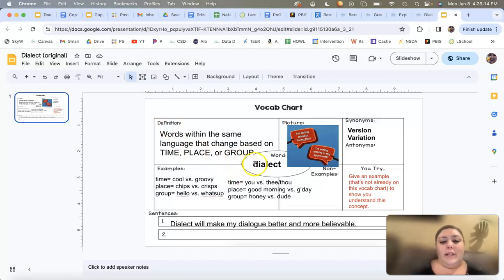So, we're not talking about different languages here. This is the same language, but it's a different version or a different variation of the same language. And there's lots of reasons why you might have different versions or variations or different dialects of the same language.